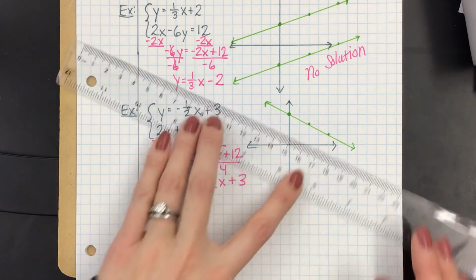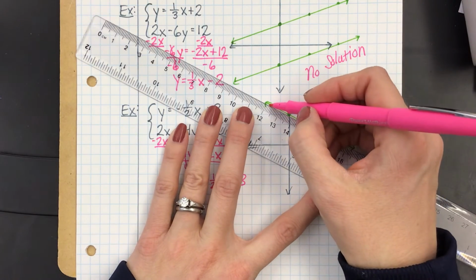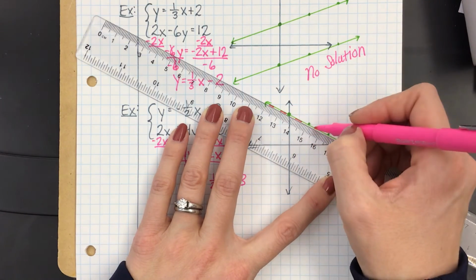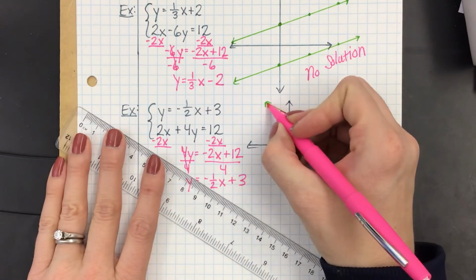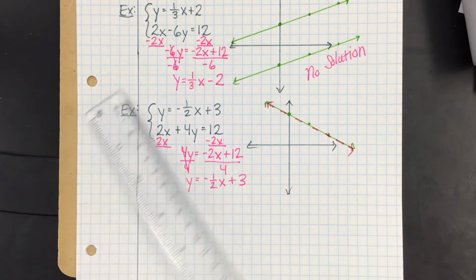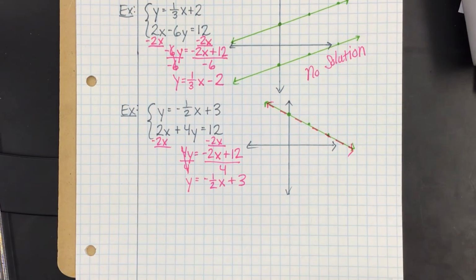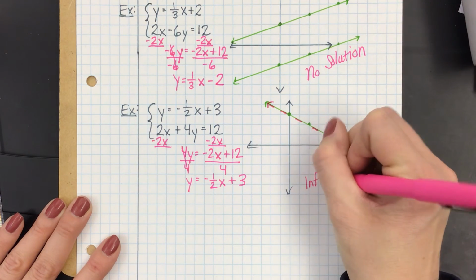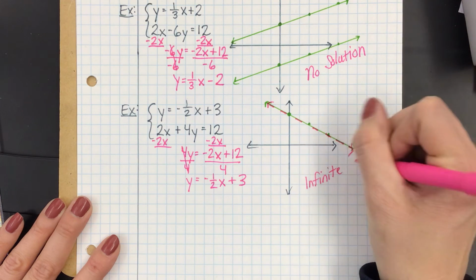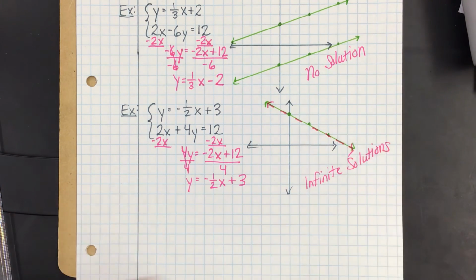So when I draw this, I'm going to do a little dashed line over the first one just to show that there's a line on top of a line here. In this case, every single point on that line is a solution to both equations. So this one is infinite solutions. All right.